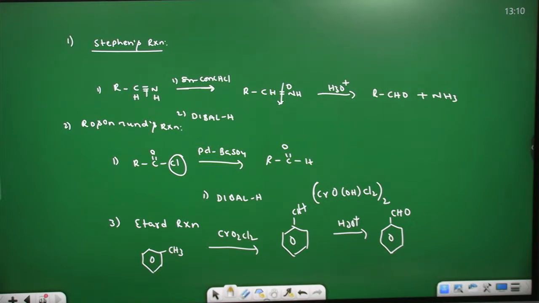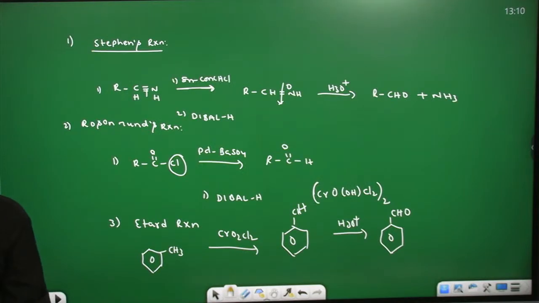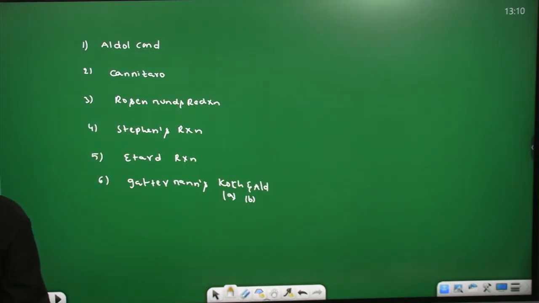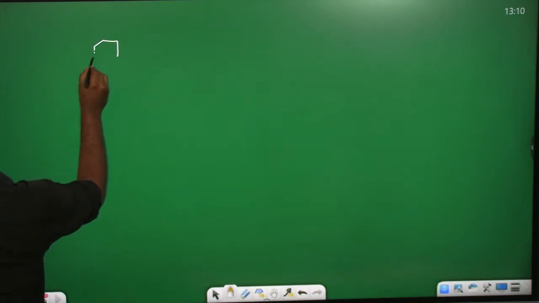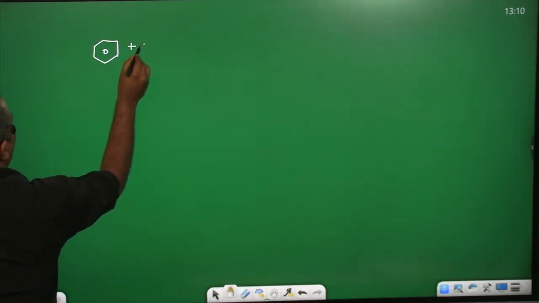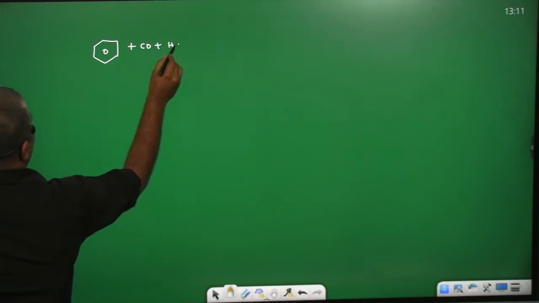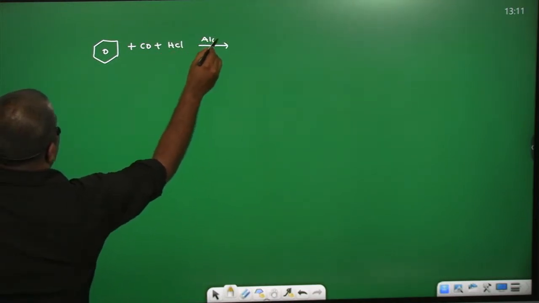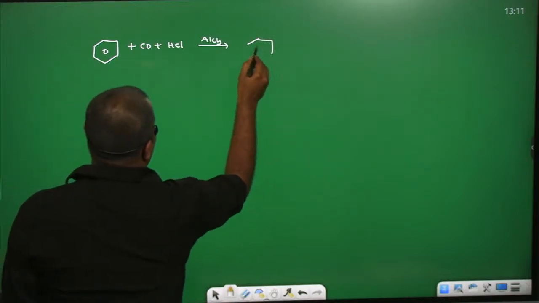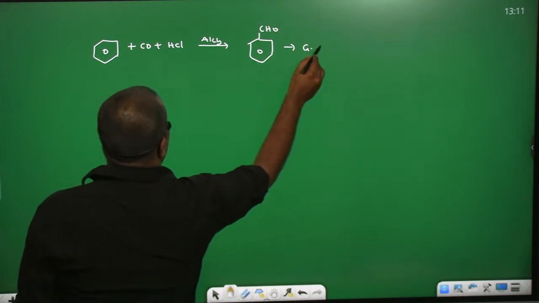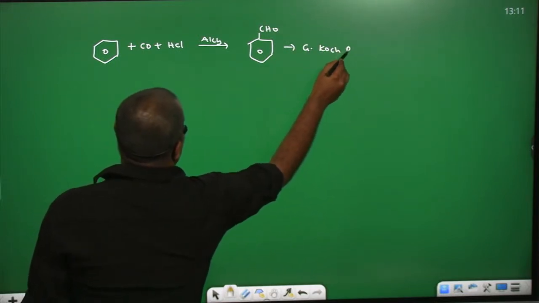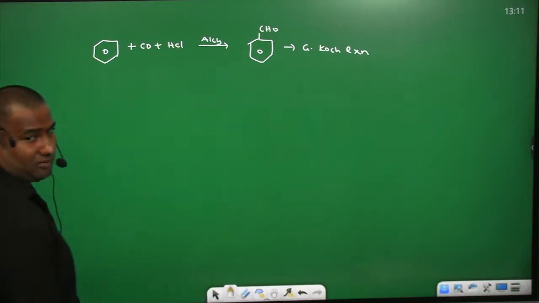So coming to the next one, Aldol condensation. Alright, next, the Gatterman-Koch reaction. Gatterman-Koch reaction means benzene can be treated with CO, HCl in presence of AlCl3. It can form benzaldehyde. This is called the Gatterman-Koch reaction.